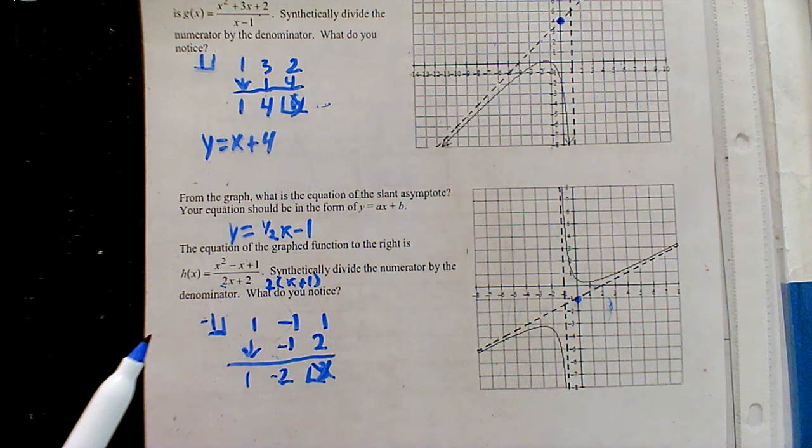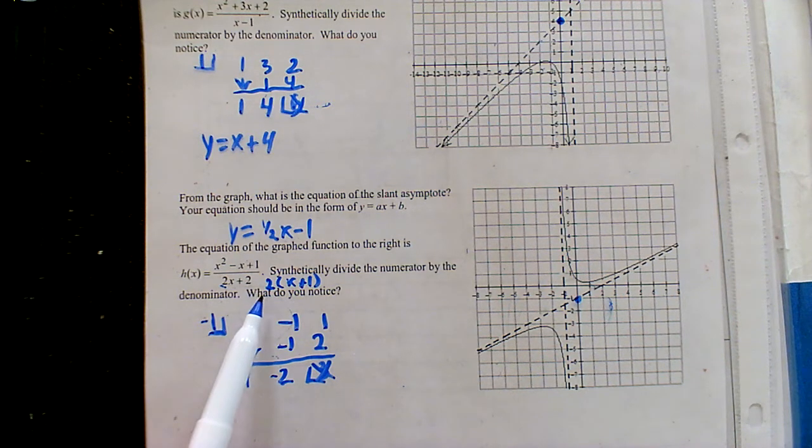What did we do first? Madeline helped us with it. What did we do? Tori? We pulled out the 2. So with our answer down here, we didn't consider that 2 in our answer.